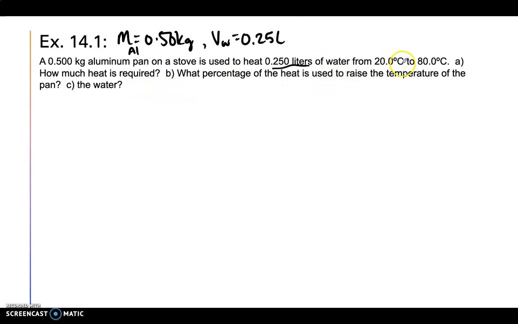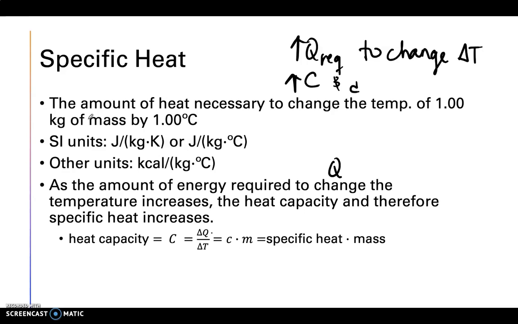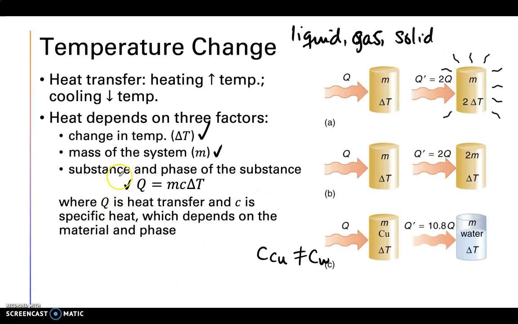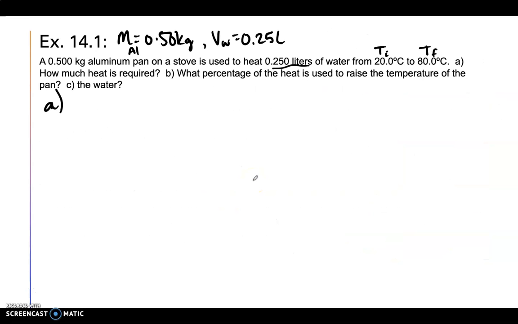And we're using it to heat the water from 20 degrees Celsius to 80 degrees Celsius. Okay, so this is, I would say, initial, Ti, and T final. Now, it states how much heat is required. That's going to be our first part. How much heat is required? Okay, so our first step, I guess, would be, what equation are we going to use? Well, we did just state that heat is equal to mc delta T. So we know we're going to be using that at some point.